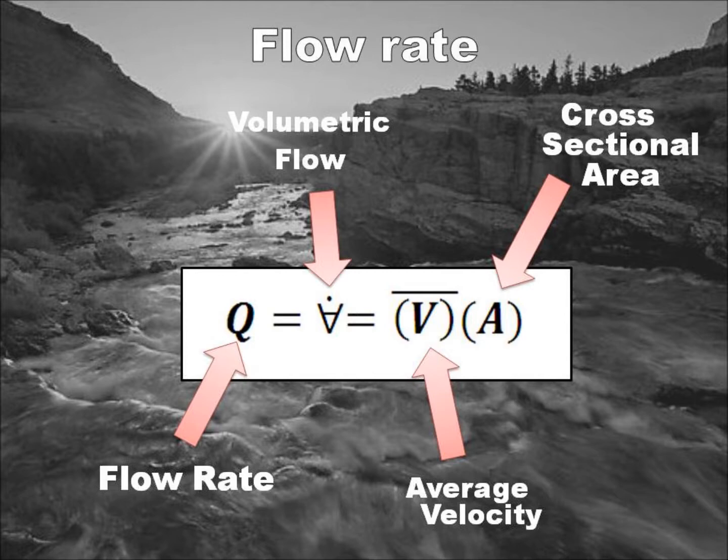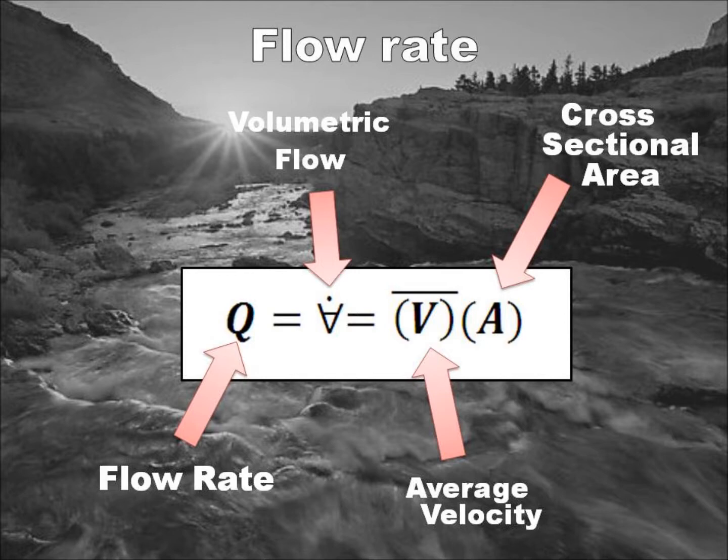Now that we have both the average velocity and the cross-sectional area, we can calculate the volumetric flow rate, typically denoted by Q or V dot. Volumetric flow rate is a measurement of how much water is flowing, usually in cubic feet or cubic meters per second. To get this value, multiply the average velocity by the cross-sectional area. Make sure your units are consistent. For example, only combine feet and feet, not feet and inches.